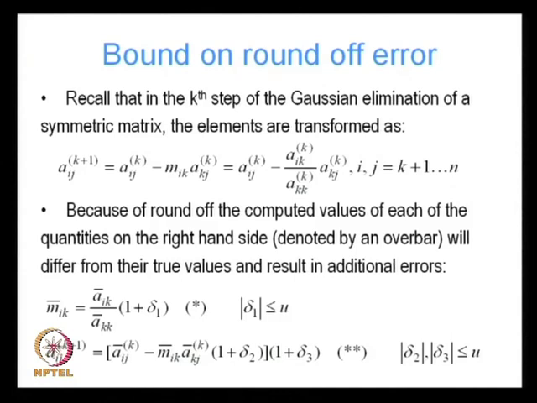Let me take a step back. This subtraction operation introduces additional floating point error, which is given by 1 plus delta 3. This operation, m bar ik a bar kj k, introduces a floating point error, which is given by 1 plus delta 2. This subtraction operation introduces a floating point error given by 1 plus delta 3, and this division operation introduces a floating point error given by 1 plus delta 1. And we are guaranteed that each of these errors must be less than or equal to the machine precision.